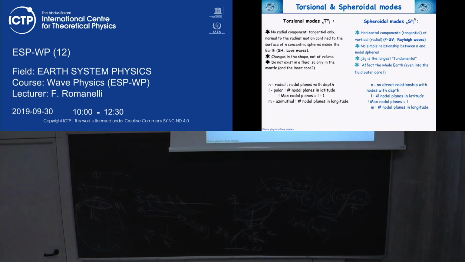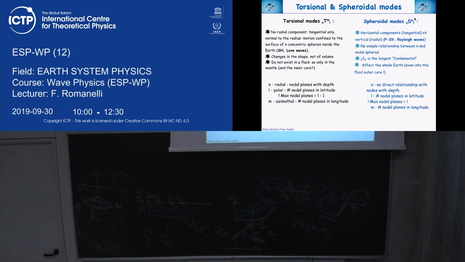On the left side, the torsional. They are like Love waves, pure shear. Actually, it's nothing else than SH vibrations in the spherical Earth. On the other side, you have change of volume. Rayleigh. But everything is much, much more complicated.